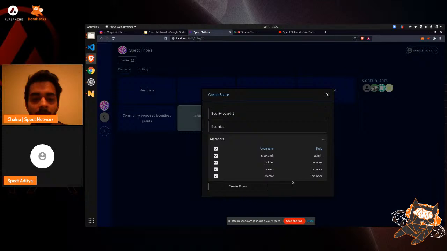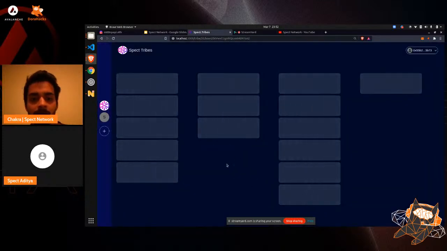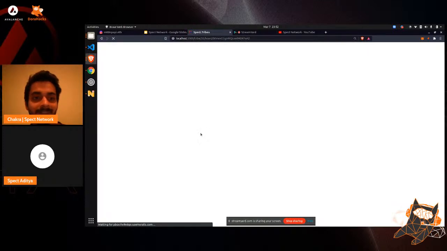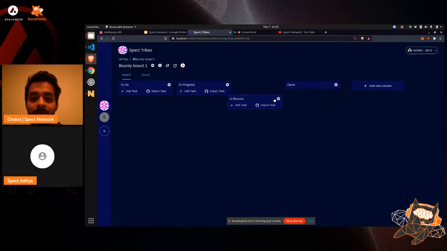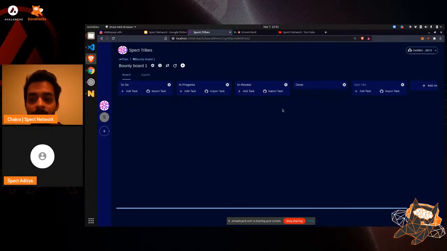As we create the space, we will see that there will be a Trello board coming up soon. Yep. All right. So this is a very cool Trello-like experience that people are already used to. It's got high customizability: you can move around your columns, add new columns if you want, and also change the name of the columns, which I will come to later.